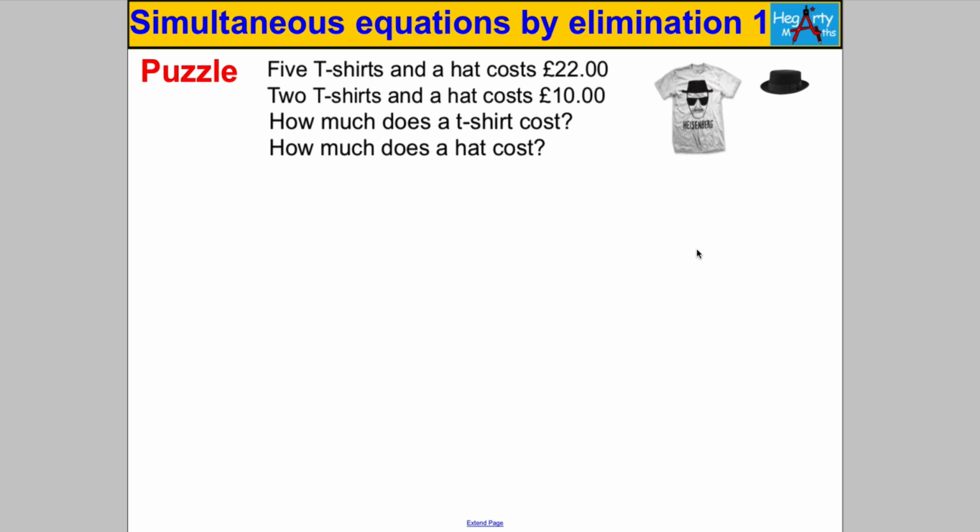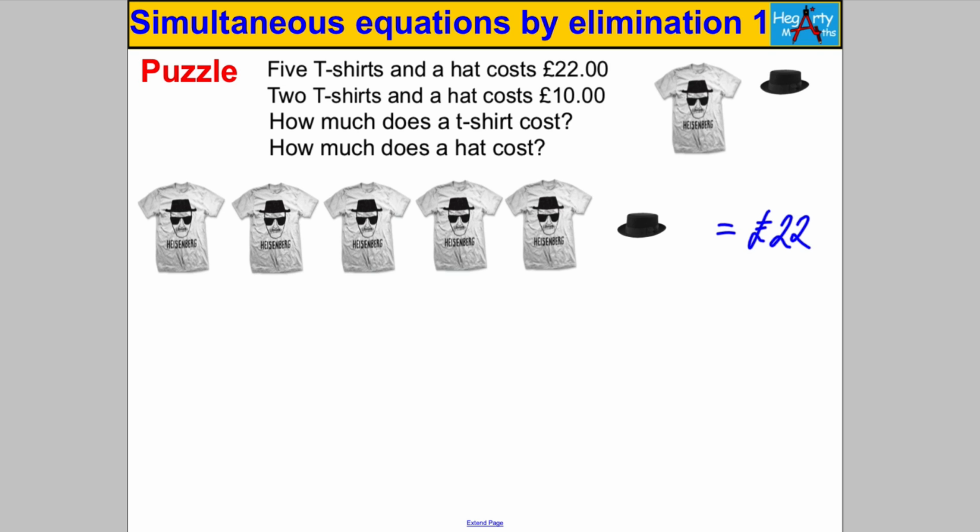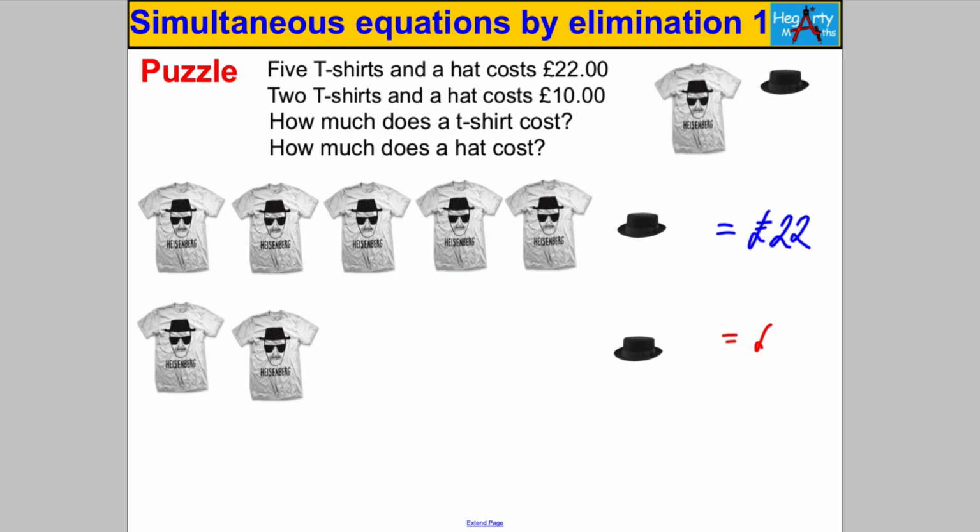Well, let's draw a picture to represent this problem. 5 t-shirts, here's 1, 2, 3, 4 and 5, and a hat, and they cost, we're told, £22. So the sum of them is £22. We also know 2 t-shirts and a hat cost £10. So 2 t-shirts here and a hat, I'll put the hat in line with this hat, cost £10. Does that help you solve the puzzle? How much does a t-shirt or a hat cost?